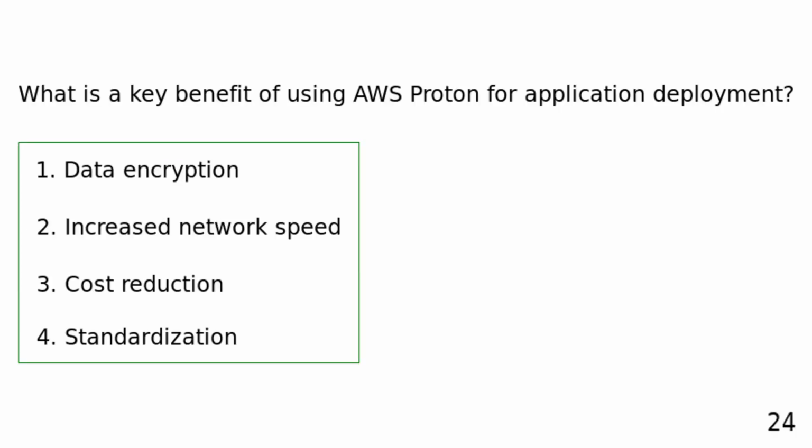What is a key benefit of using AWS Proton for application deployment? Data encryption. Increased network speed. Cost reduction. Standardization.